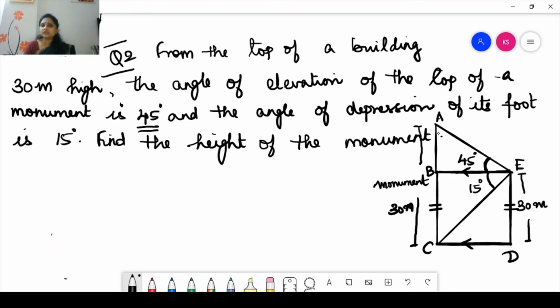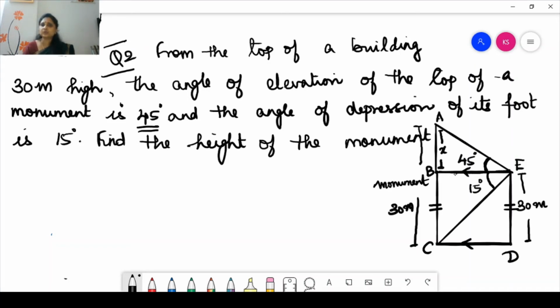Now I need to find the complete height of the monument. I have a part of the monument. The height of the part of the monument, I know it's 30 meters. So it's enough if I find this AB. Correct? It's enough if I find this AB. Now let me see if I have any other right triangle with me.